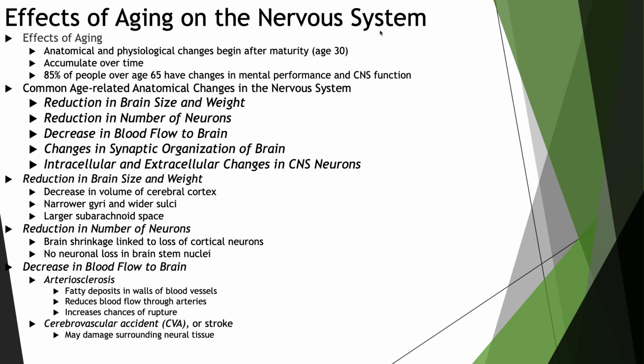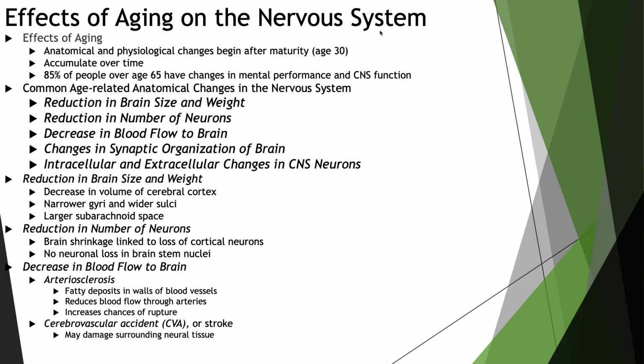The aging process affects all body systems, and the nervous system is no exception. Anatomical and physiological changes probably begin around age 30 and accumulate over time. An estimated 85% of people above the age of 65 lead relatively normal lives, but they exhibit noticeable changes in mental performance and in CNS function.